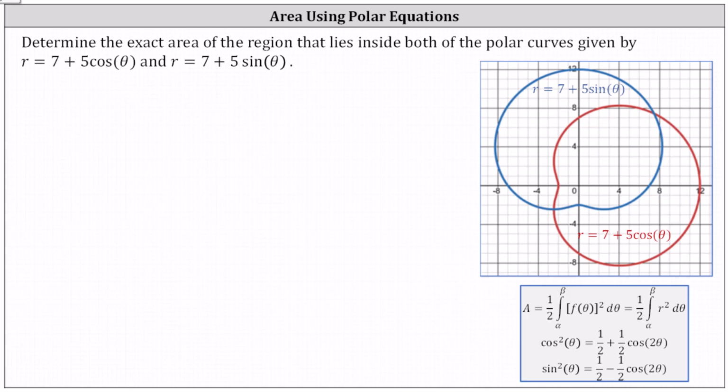Determine the exact area of the region that lies inside both the polar curves given by r equals 7 plus 5 cosine theta and r equals 7 plus 5 sine theta, which I've already graphed here on the right. Notice we're looking for this bounded area here.